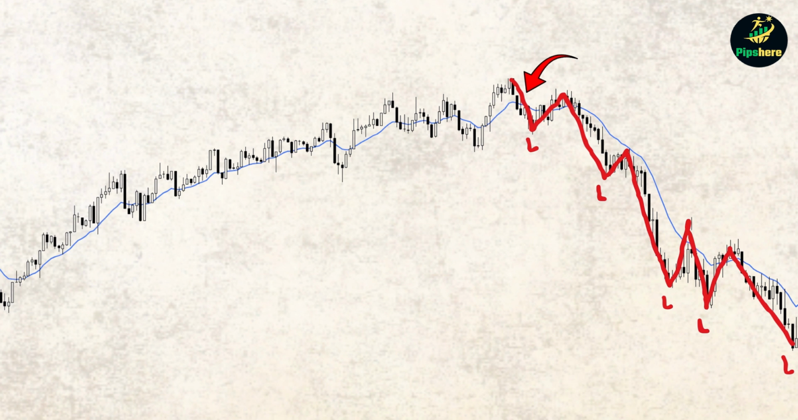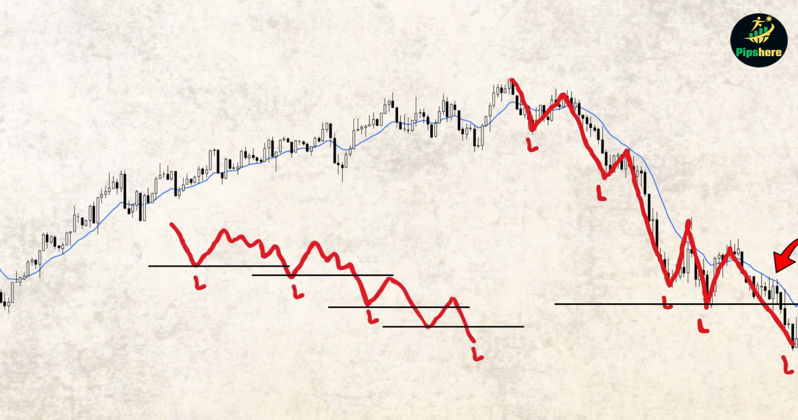Now, you may ask why we are not considering this point as a lower low. The answer is simple. Price has not broken below the previous lower low. As long as the previous low remains intact, we cannot classify it as a new lower low. These are the basic rules of market structure. Don't worry if everything doesn't make perfect sense immediately. As we go through more examples in this video, these concepts will become much clearer.